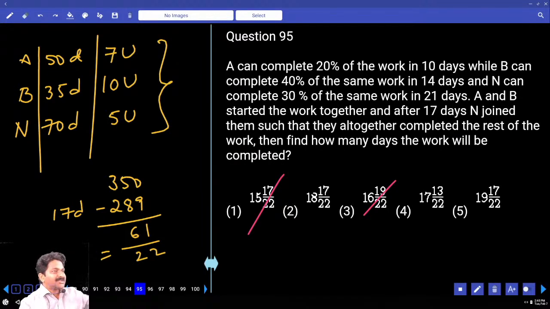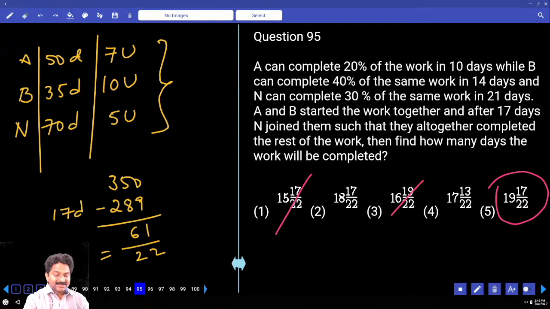Based on the options, you need to verify whether it is less than one time, more than one time, or more than two times. If it is less than one time, the answer will be between 17 and 18. If it is more than one time but less than two times, the answer will be more than 18, less than 19. If it is more than two times, the answer will be more than 19. Right. 61 by 22 is more than 2. Answer more than 19. Only one option.